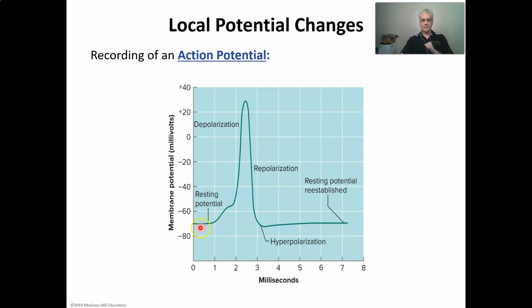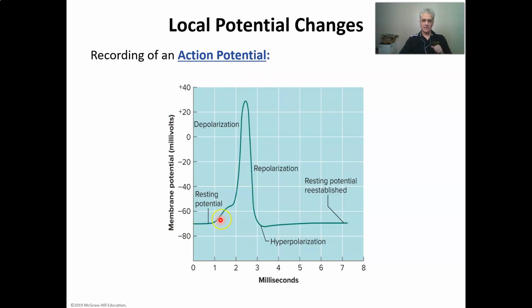All right. Now, what we're doing here is creating a depolarization of the membrane, but we have not yet met the threshold stimulus. Threshold stimulus is -55. I told you that. If you don't get to -55, you will not get what we refer to as an action potential. That means the nerve won't fire.